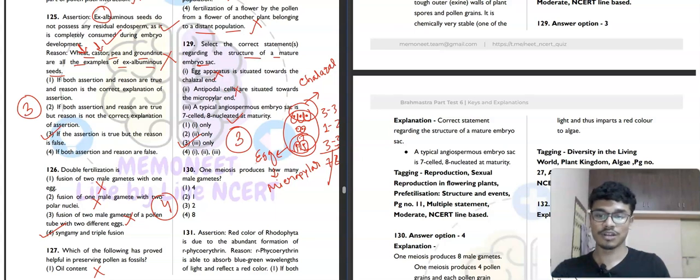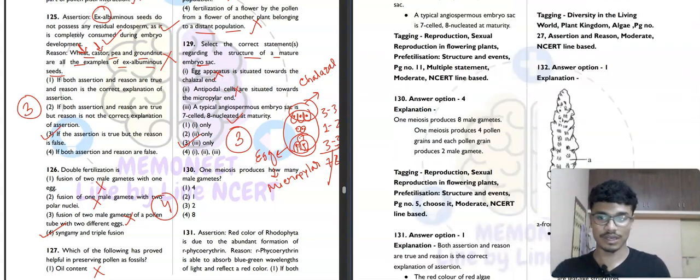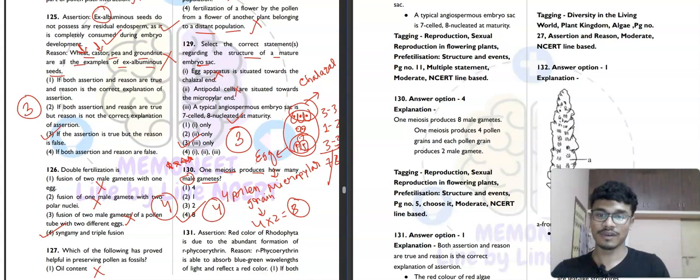Now I will move to the next question. Question number 130. One meiosis produces how many male gametes? This is a very good question. I will mark this one. Basically, first of all, let's go with the basics. One meiosis will produce 4 pollen grains, and 1 pollen grain will produce 2 male gametes. So 4 into 2, how much will it be? It will be 8. So one meiosis produces 8 male gametes. The fourth option will be our correct answer.